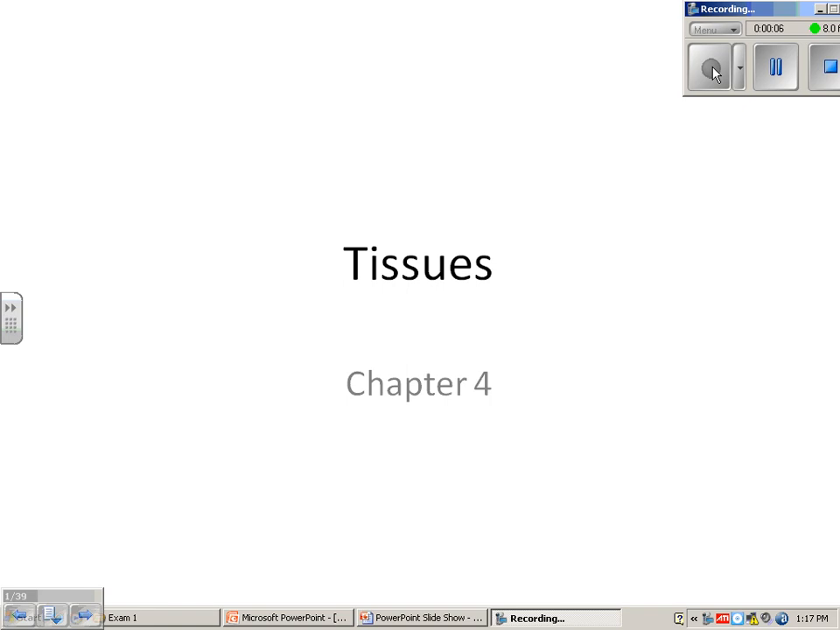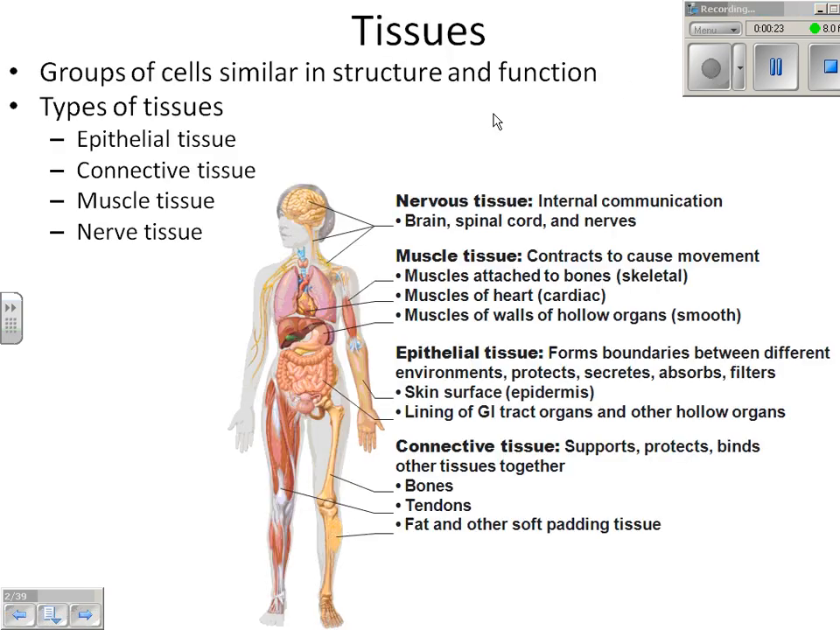Today we're going to talk about tissues. Mainly, we're trying to get ready to learn how to identify them. We want to know what their functions are and where we find tissues. First of all, let's start out with the different types of tissues that we will be looking at.